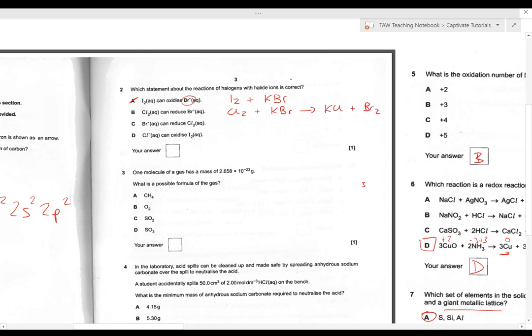But we need to check whether bromine's been reduced here. So it's gone from an oxidation state of -1 to 0. So actually this is an oxidation of bromine. So actually bromine's not being reduced. So in this case, B is not the correct answer. We'll do C.